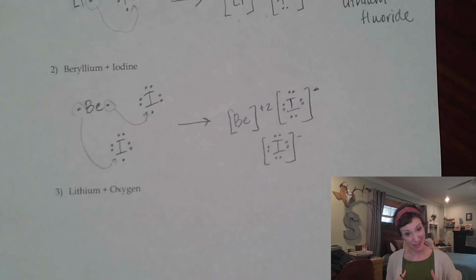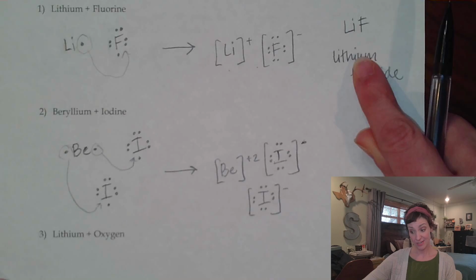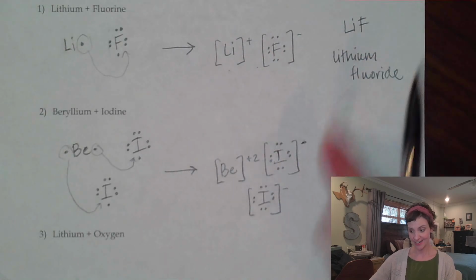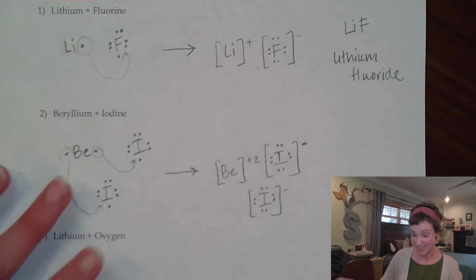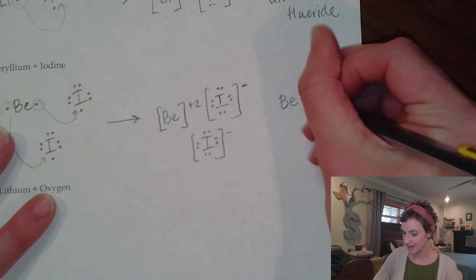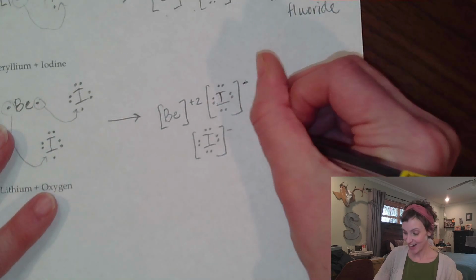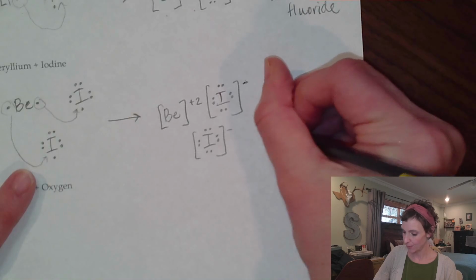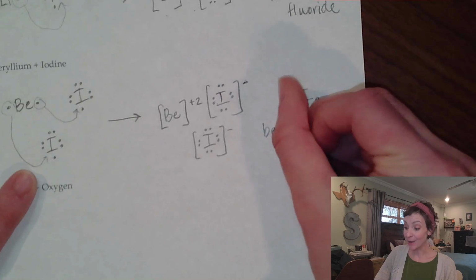So if I wanted to, I could write a formula for this, but it's going to look a bit different than what I did up here because I don't have 1 of each. I actually have 2 iodines for 1 beryllium. So we're going to represent that in the chemical formula. We're going to be like, hey, BeI2. Congratulations, you guys. We've just written the formula for beryllium iodide.